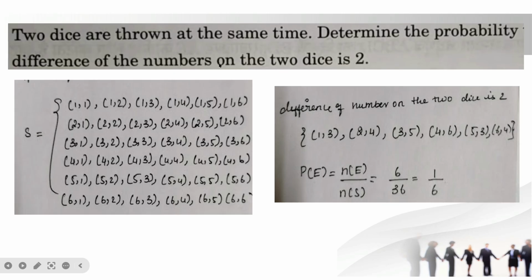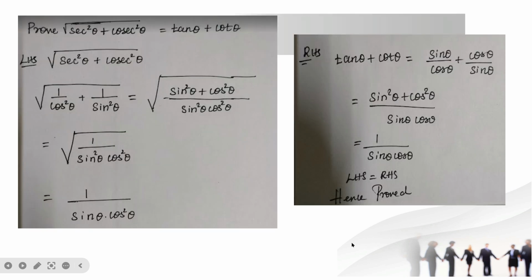So the possibility of getting a difference of 2 on the numbers of two dice is 6 out of 36 outcomes. Totally we will be having 36 here. Among them, 6 is the needed outcome. So 6 ones are 6, 6 sixes are 36, so 1 by 6.